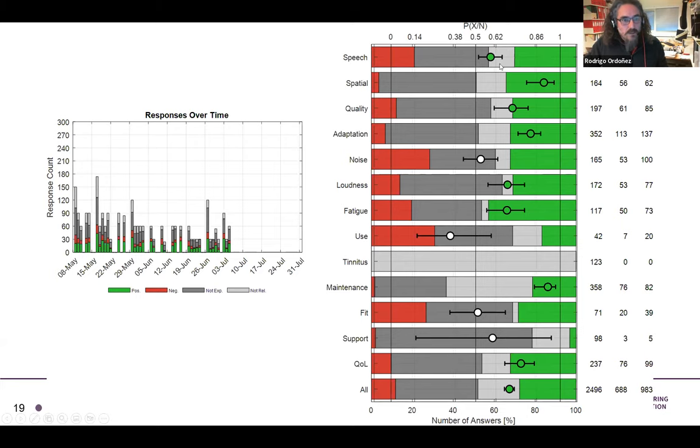So in most cases, we can see that in this subject, for example, the ratings are relatively good, but we could see that there might be issues in terms of the fitting, or the amount of time the subject uses the hearing aid, or as well when the hearing aid has been used in noise, or when there is a noisy environment. So there is some kind of indication of where we should start looking.